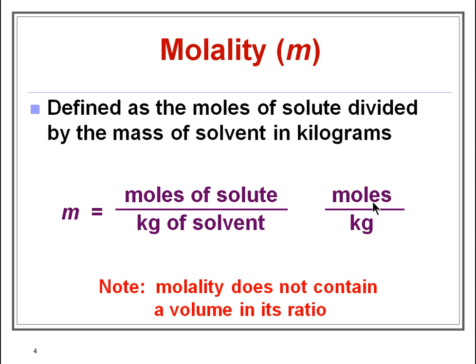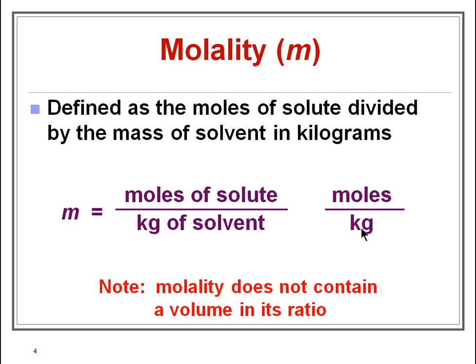moles per kilogram. The important thing is that molality does not contain any volume in its ratio. You will see the solvent is present here in kilograms, not in liters. So if it is moles per liter, it will be molarity, capital M, and if it is moles of solute by kilograms of solvent only, then it will be molality.